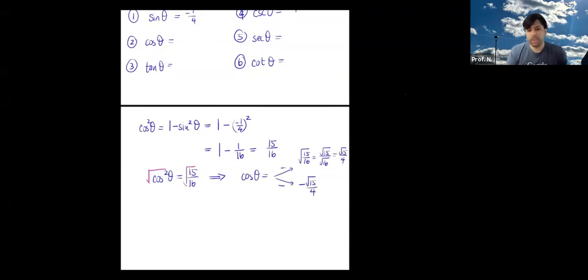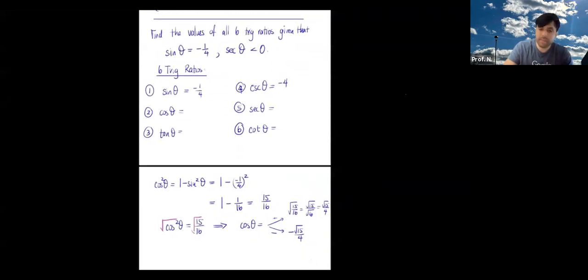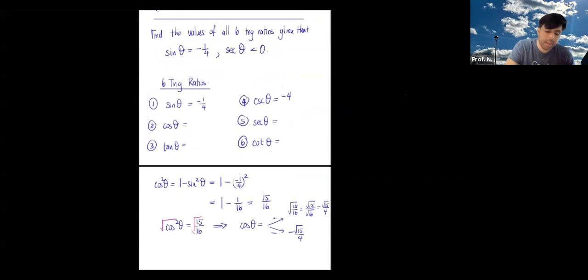Now, how do I know what sign is associated with cosine, whether it be positive or negative rad 15 over 4? Well, I have to establish, obviously, what quadrant the angle is in. So this is where we deduce from the information that's given. This piece of information, sine theta equals negative 1/4, causes me to deduce that the angle must be in the quadrants where sine is negative. And where is sine negative? Sine is negative in quadrant 3 and quadrant 4.